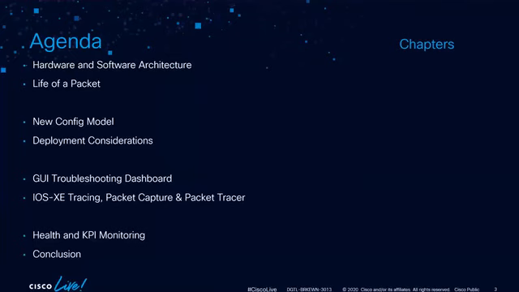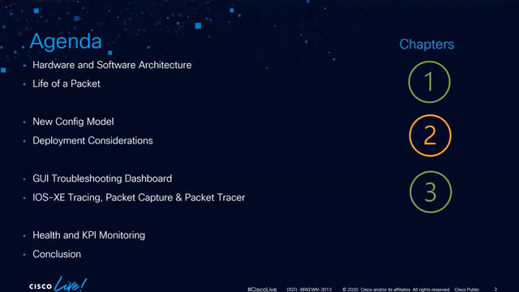Now, enough about me. Let's dive right in. In this session, we will be covering a lot of content. To make it easy for you to consume this, I have divided the content into 4 chapters. In the first chapter, we will be talking about the hardware and software architecture of the 9800 series, along with looking at the life of a packet inside the box. In chapter 2, we will review the new config model along with other deployment considerations that would prevent any heartache and allow for a smooth and successful deployment.